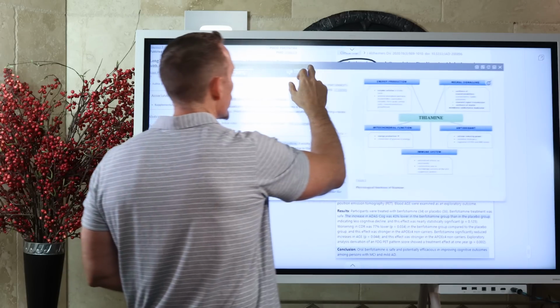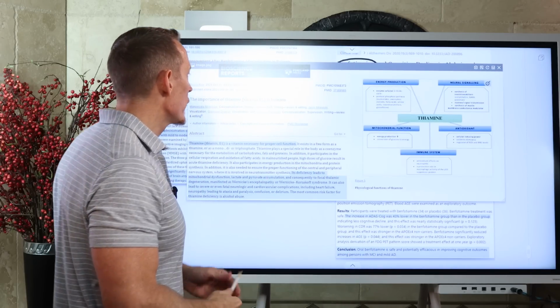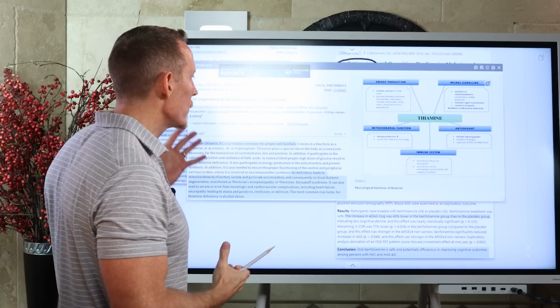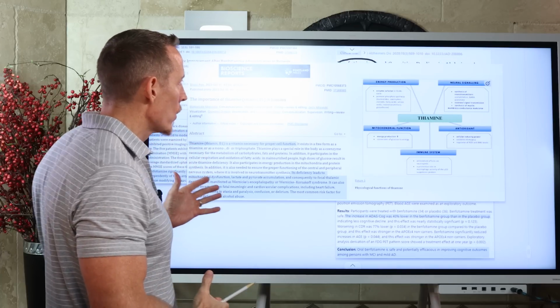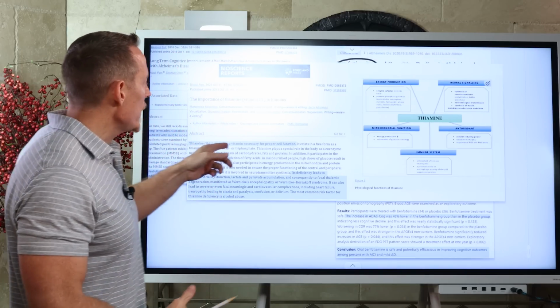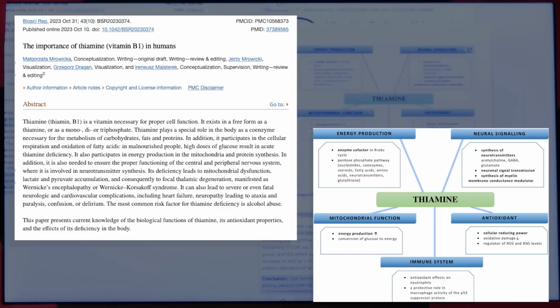Now, if we look at why this works, benfotiamine is thiamine. And if you look at this diagram here, this is just a summary of why thiamine is so necessary and how it plays a role. You see, thiamine is a vitamin necessary for proper cell function. Its deficiency leads to mitochondrial dysfunction, lactate and pyruvate accumulation, and consequently to focal thalamic degeneration manifested as a Wernicke's encephalopathy. So this is a type of neurological damage in the brain.